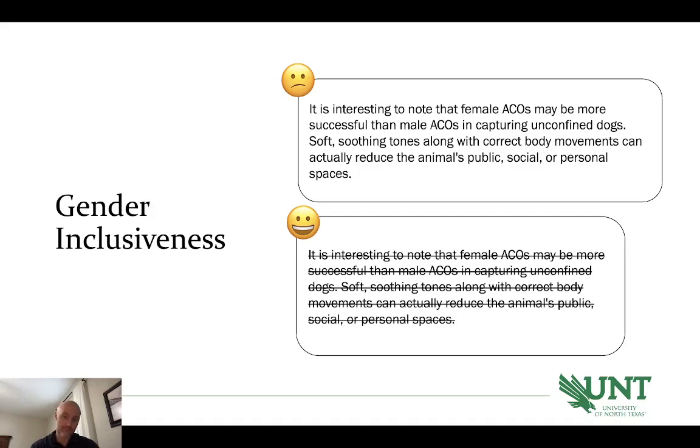And statements like this that make these kinds of assumptions could either just be removed, or if we have some specific data, some specific finding from some study or some story that we want to share, then we can include those details so that people know that we're not just saying all females have softer, more soothing voices than all males. We want to avoid that kind of generalization.